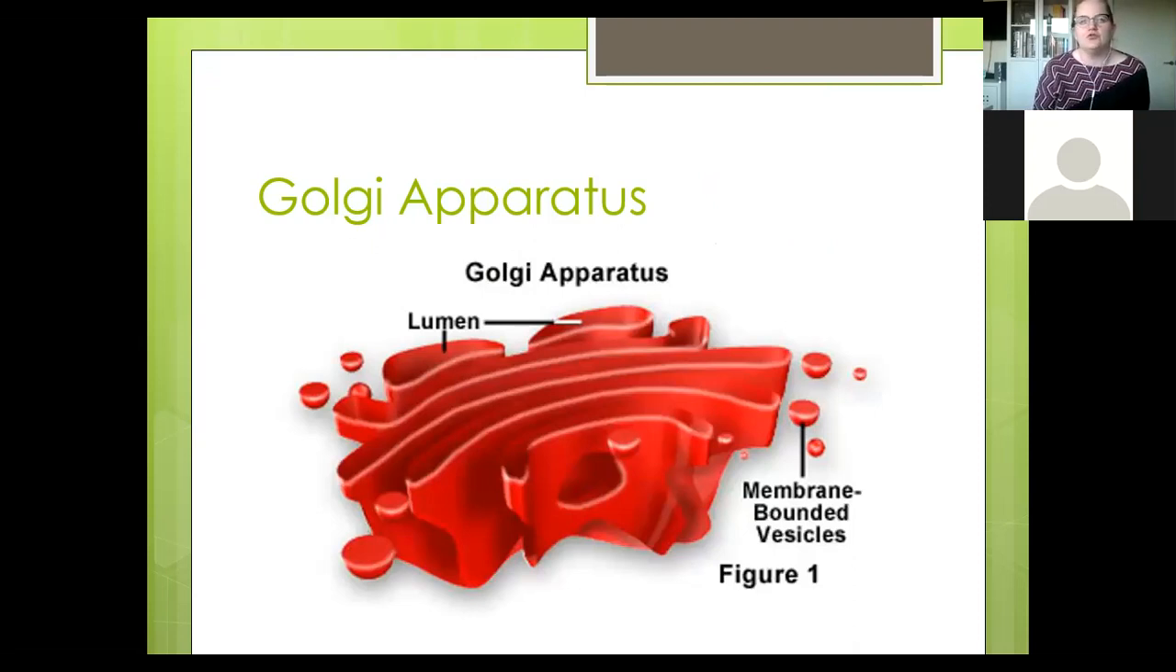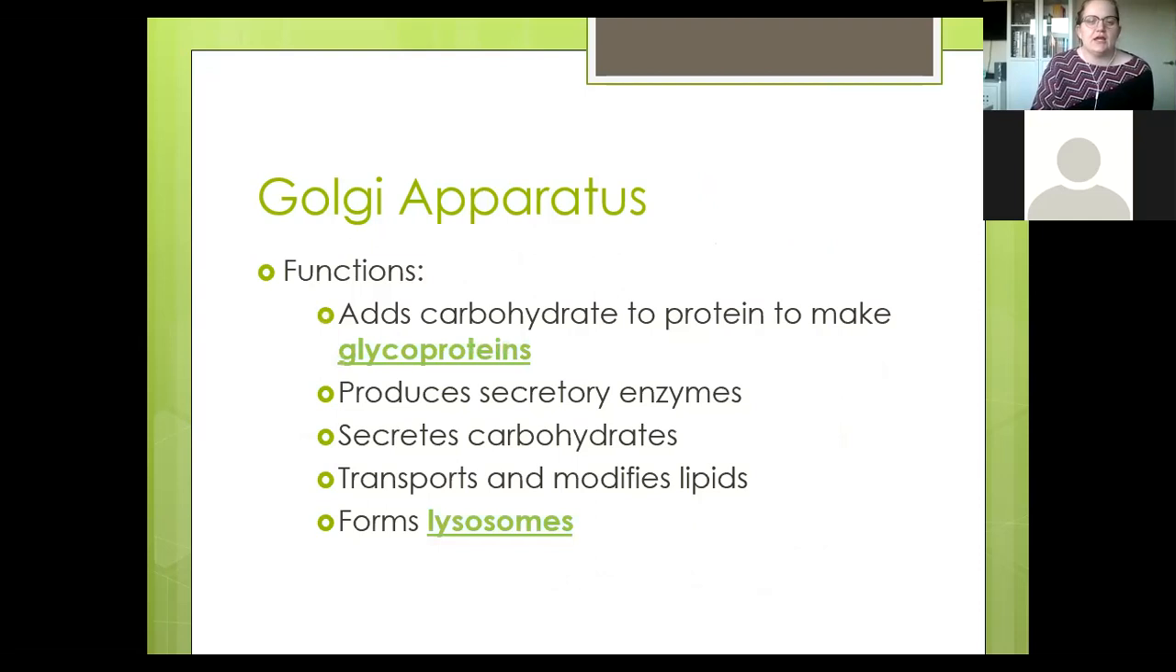Rather than diffusion through the cell membrane. And so this is what the Golgi apparatus looks like. Again, you can see how it does look very similar to the smooth endoplasmic reticulum, and we have these membrane-bound vesicles. So the Golgi, its functions: it adds carbohydrates to proteins to make them glycoproteins. It produces secretory enzymes. It secretes carbohydrates. It transports and modifies lipids. It also forms lysosomes.